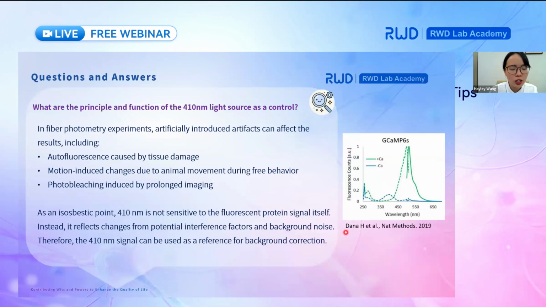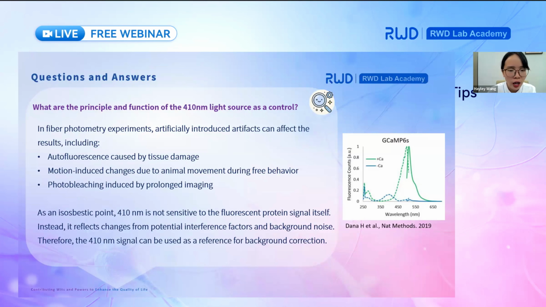And in fiber photometry experiments, there are some artificially introduced signals that can affect results. These include the autofluorescence caused by tissue damage, or motion-related signal changes when animals move during free behavior, and photobleaching for long-term imaging.